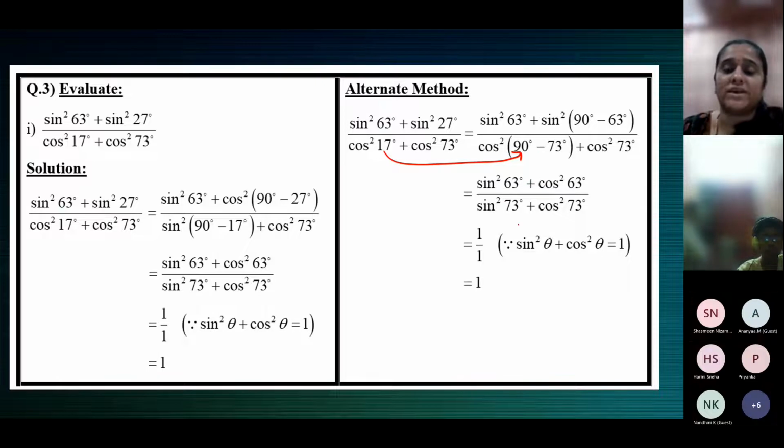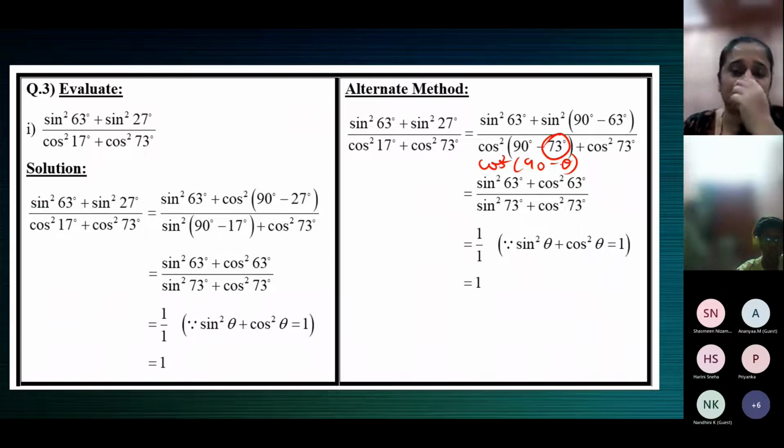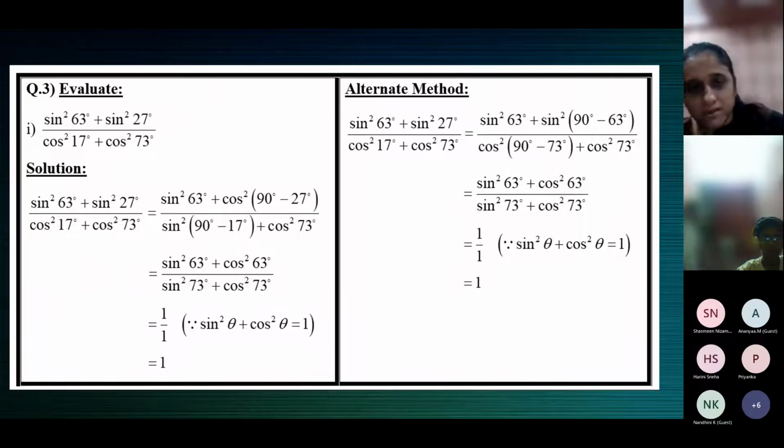Now use the rule in the second step. What is cos square 90 minus theta? It is sine square theta. What is theta? 73 degrees, on comparing. So sine square 73 degrees. 1 by 1, which is 1. Sine square theta plus cos square theta.